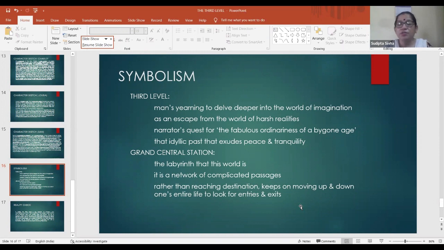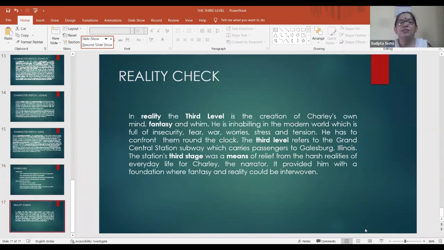There's no chaos, there's no confusion. It is an amazingly peaceful and tranquil world, and that's what makes the third level everybody's desired utopia. That's what we are saying. And finally, the Grand Central Station and the reality check.